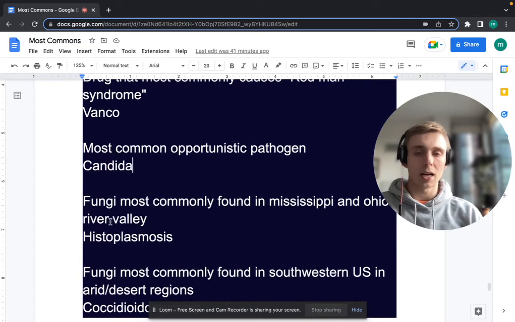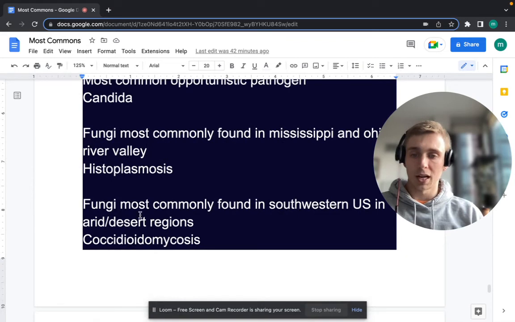How about the fungi that's most commonly found in the Mississippi and Ohio River Valley? That's going to be histoplasmosis. So histoplasmosis, most commonly found in the Mississippi and Ohio River Valley.